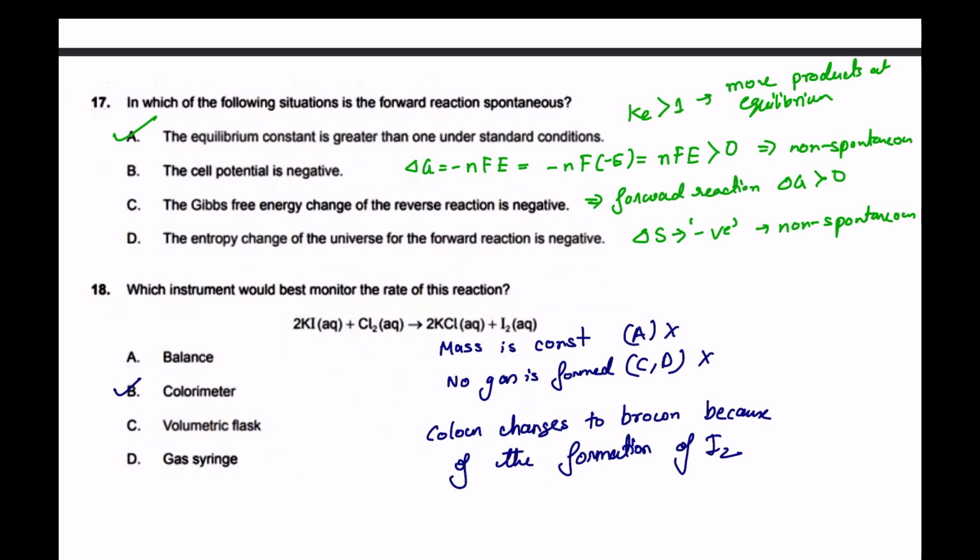Gibbs free energy of the reverse reaction is negative. No, this is also not correct, because if the Gibbs free energy of the reverse reaction is negative, then the Gibbs free energy of the forward reaction would be positive. In that case, delta G is greater than 0, so obviously our reaction is non-spontaneous. C is also not the correct answer.